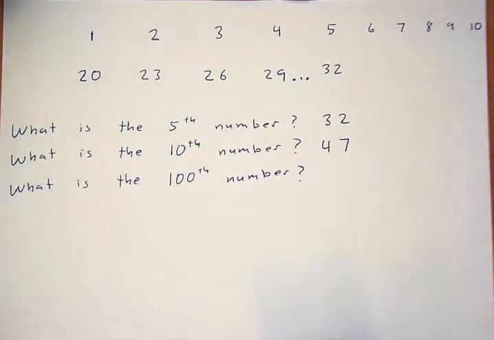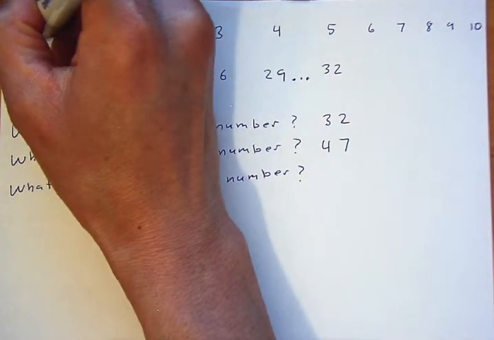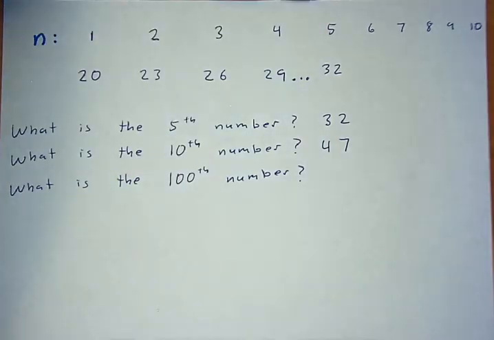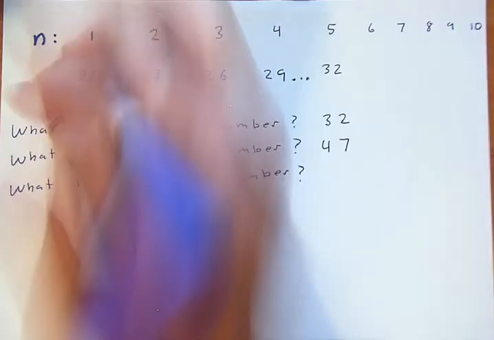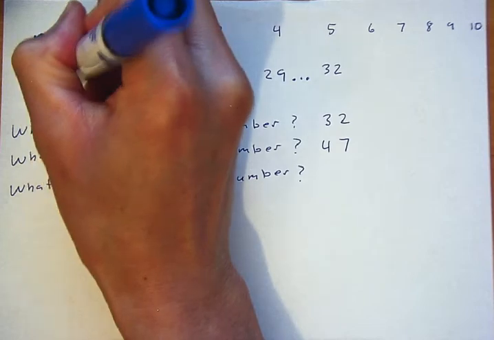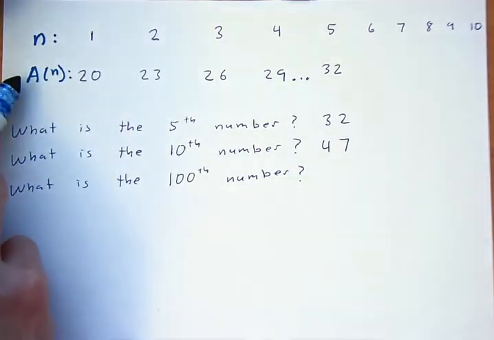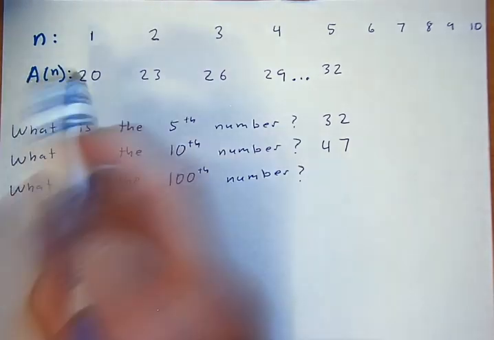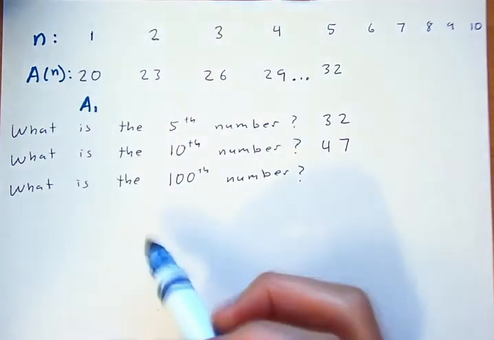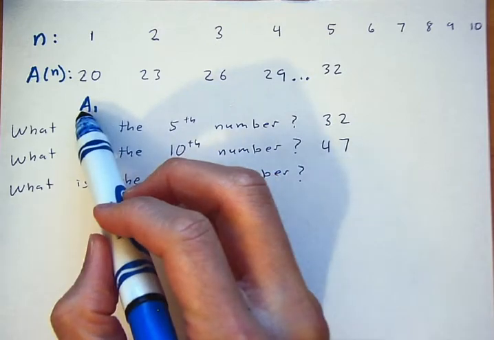let's say these numbers up here, we're going to call that n. And we'll call these numbers here a of n. This is sort of like your x and your y, okay? And this 20, this is my a of 1, or saying your first number, what's the a going to be?